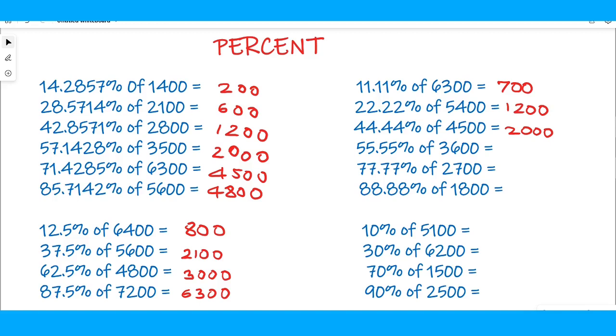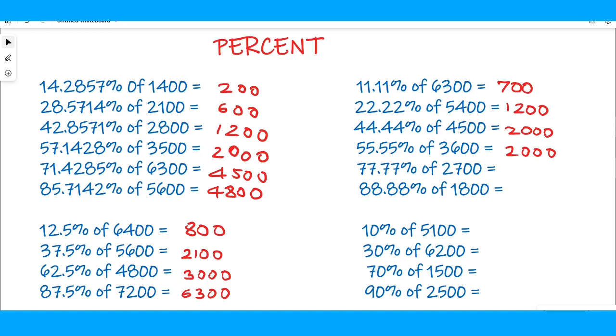55.55% of 3600. 55.55% is 5 upon 9. So first we calculate 1 upon 9 of 3600, which is 400. Thus 5 times 400 is 2000. Hence 55.55% of 3600 is 2000.